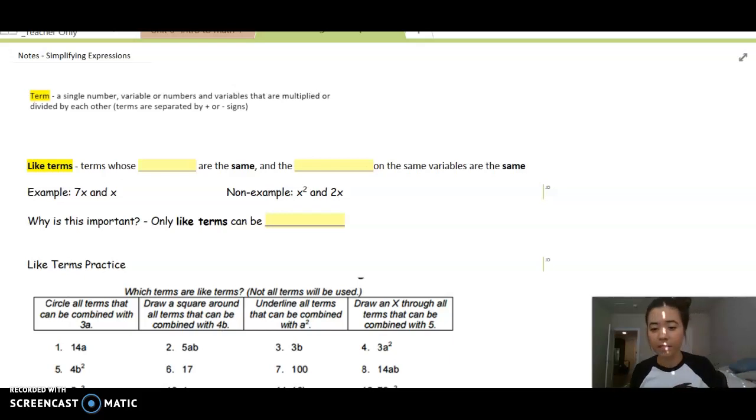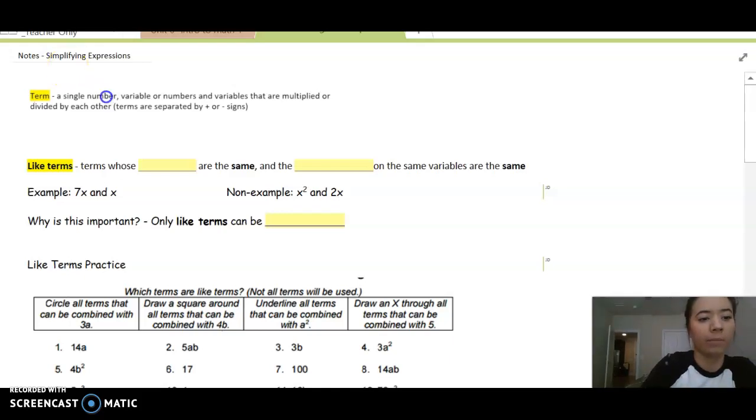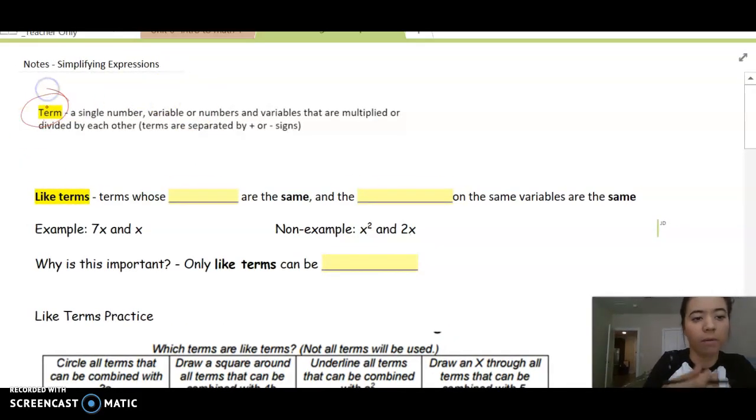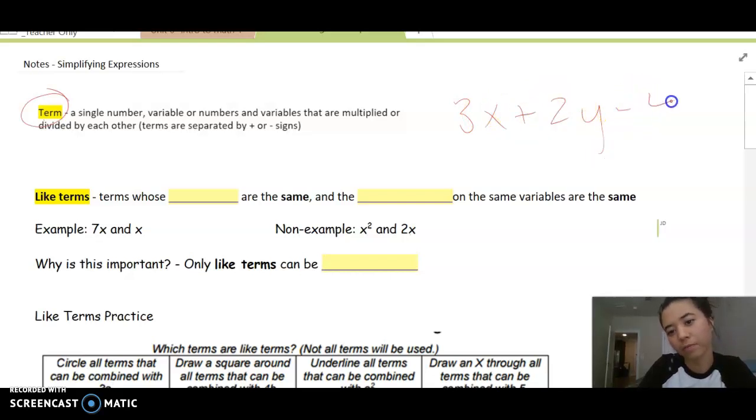This lesson is all about simplifying expressions. Now, before we can get into that, you need to understand the word term. In an expression, when we say term, let me draw an expression for you. We simply mean the terms that are separated by plus or minus signs. The long definition is that it's a single number, a variable, or numbers and variables that are multiplied and divided by each other. Quick, easy thing: separated by pluses and minuses.